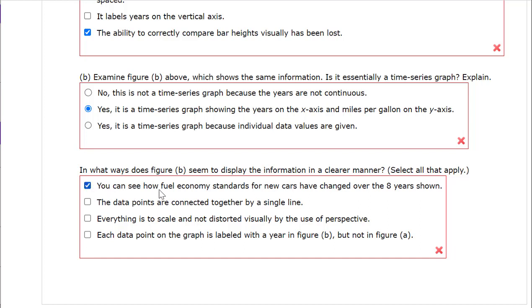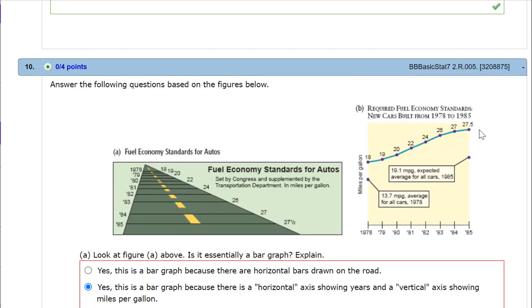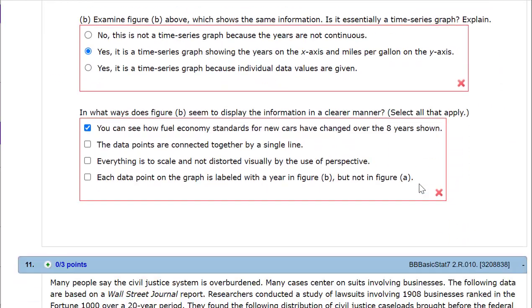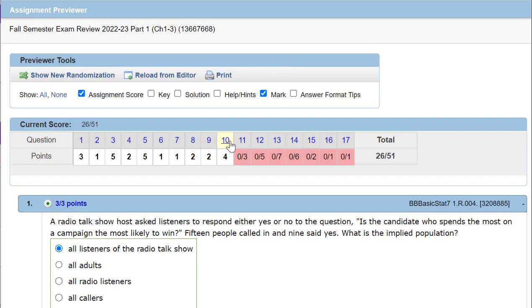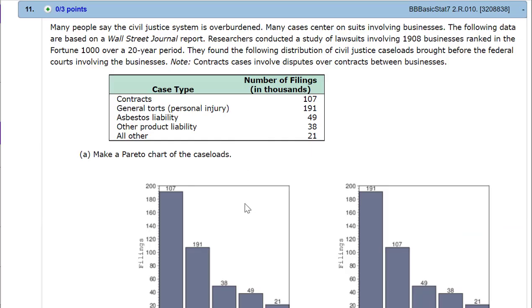You can see how fuel economy standards for new cars have changed over the 8 years shown. So you can see that the fuel economy's gone up. It's more easy to see that. And everything is to scale and not distorted visually. So we'll go ahead and submit that for testing. And we got them all in number 10, so we'll go on to number 11.